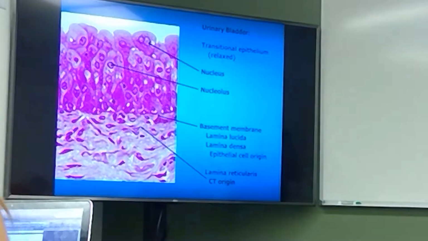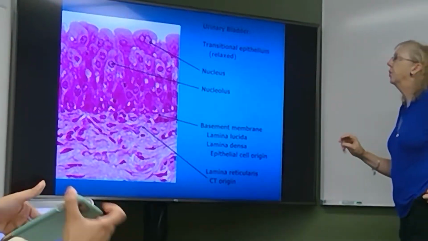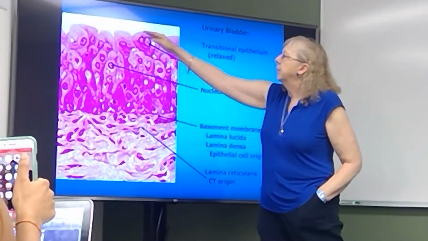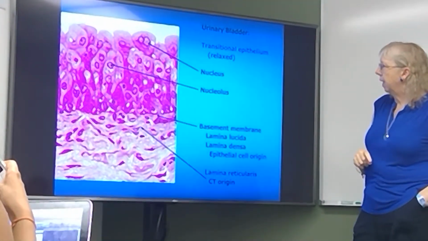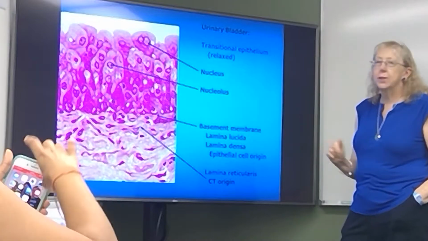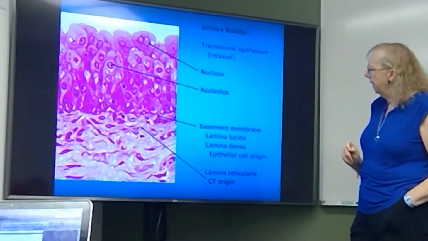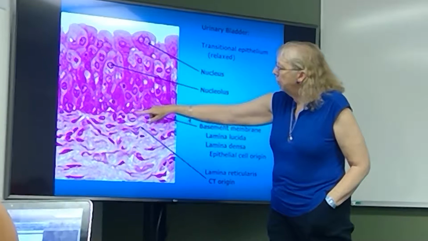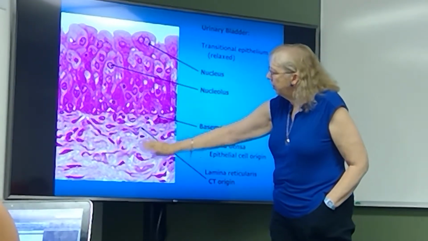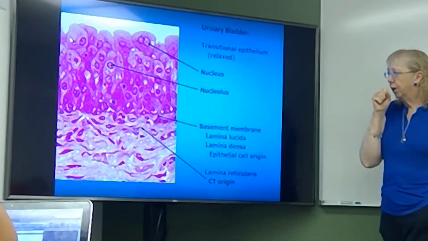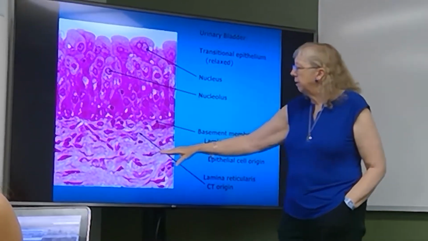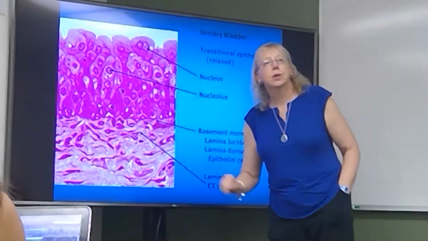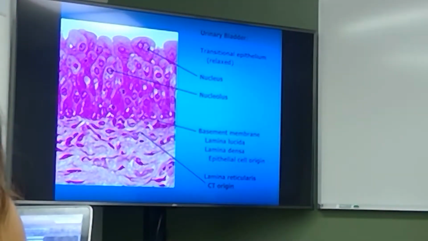Here's an example, again, a plastic section from urinary bladder that's been relaxed. So again, the surface layer is bulging out here, as you can see. We have our nucleus, nucleolus present in some of the cells, but not all of them. This is where our basement membrane will be. And then we get down into here, and we are seeing the connective tissue. So here we'll find fibroblasts and fibers being produced, and we'll look at that in more detail.